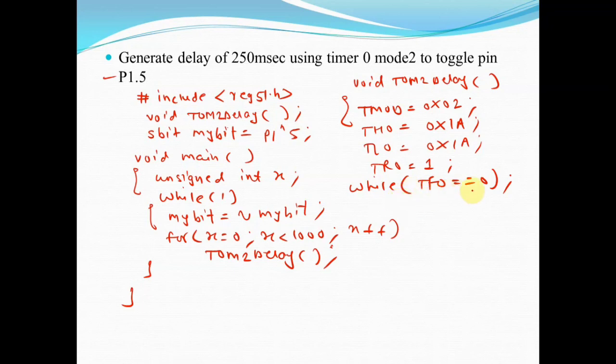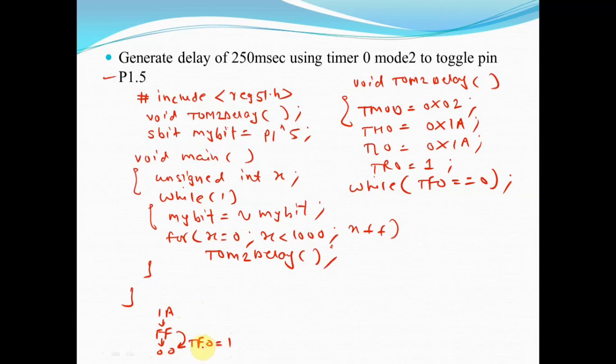And once it becomes 1, when this overflow flag becomes 1, here the counting will start from 1A and reach up to FF, because it is an 8-bit auto-reload mode, and after FF it will again roll over to 0. So at this point it is going to set the TF flag. TF0 will become 1 at this point.